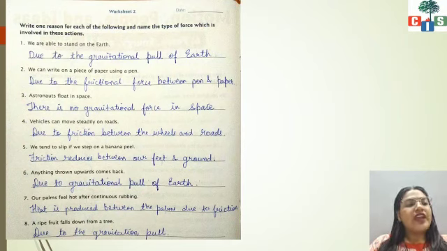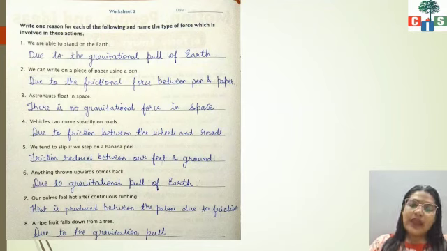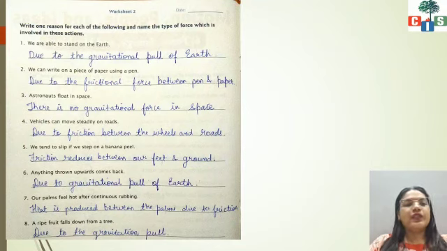Secondly, we can write on a piece of paper using a pen. Why are we able to write on a paper with the pen? Because of the frictional force. Force will take place between the paper and the pen. So we are able to write. Thirdly, astronauts float in space. In space, the astronauts are not able to walk like we are able to walk on the earth. Why is it so? Because in space there is no gravitational force.